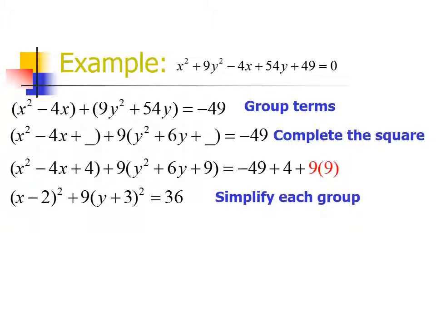Now we're going to simplify, write those trinomials as perfect squares of binomials. Notice that we still have this 9 in front. It hasn't gone anywhere yet. We've just simplified the trinomials into binomials.